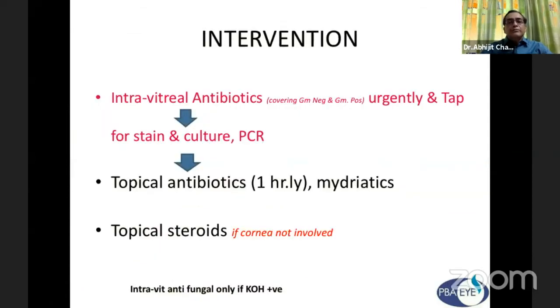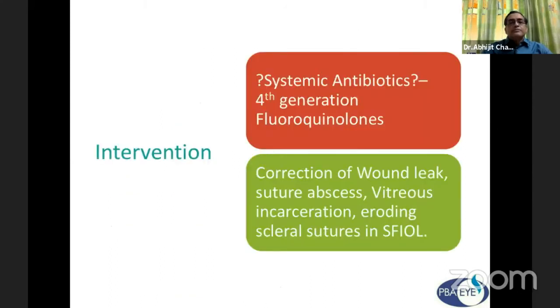So now we come to intervention. Intravitreal antibiotics covering gram-negative and gram-positive urgently, and tap for stain, culture and PCR, as explained by Dr. Indu. And topical antibiotics one hourly we give along with mydriatics and topical steroids if the cornea is not involved. Also intravitreal antifungal we give if the KOH smear is positive. So intervention is correction of wound leaks, suture abscess, vitreous incarceration, eroding scleral sutures in SFIOL, and other surgical problems.